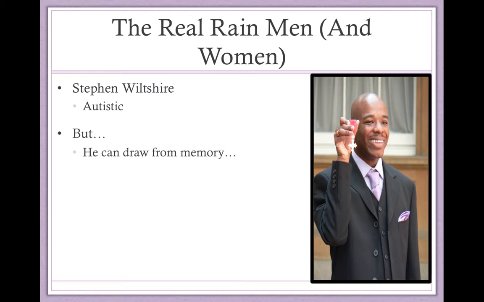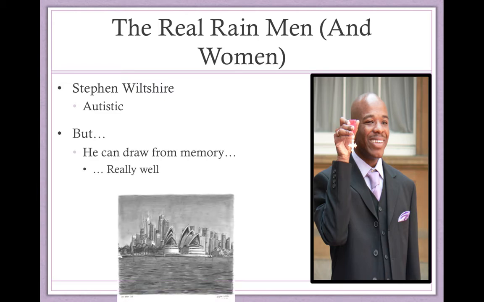Usually, on the autism spectrum, especially if they're really high functioning, people will have one set of skills that they refine and are extremely good at. And he draws from memory really, really well. He drew this picture of the Sydney Opera House from memory. That's amazing.